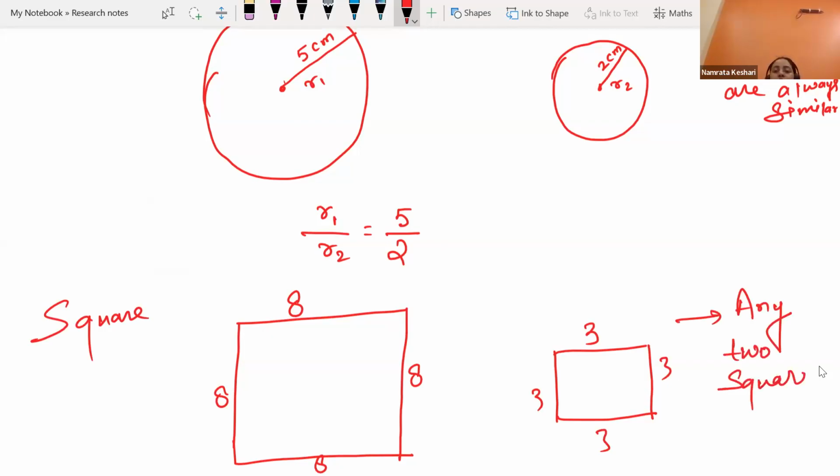Any two squares, anything can be the side, they must be always similar. Okay, next.